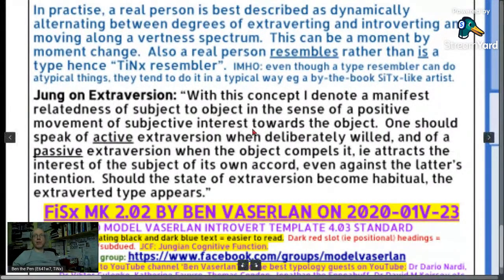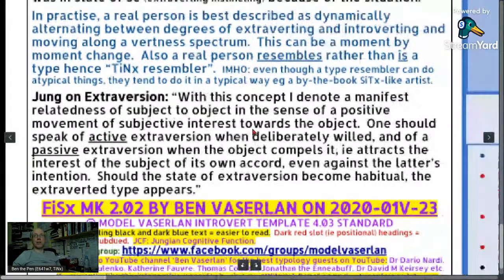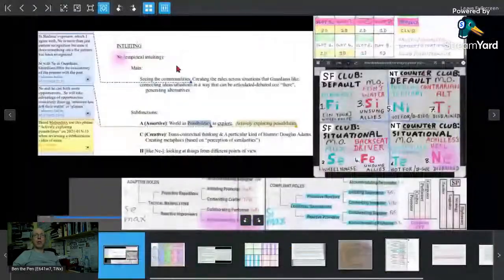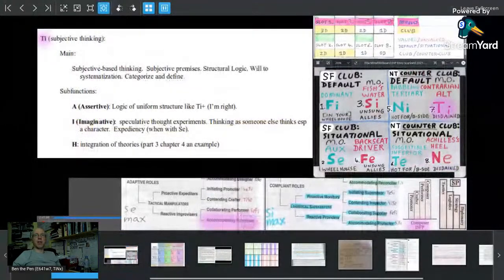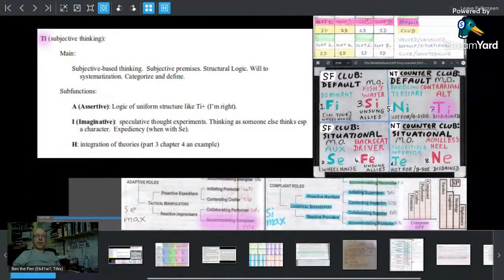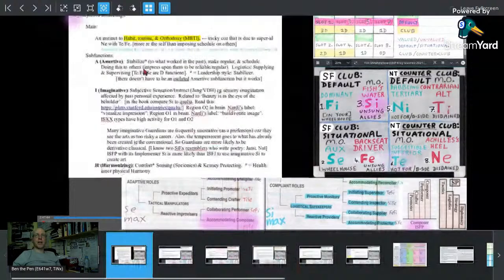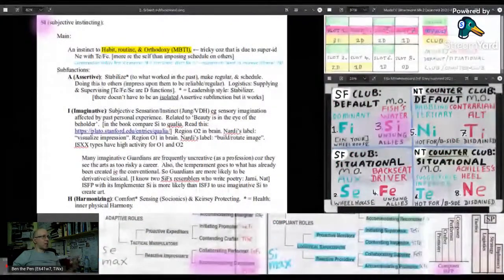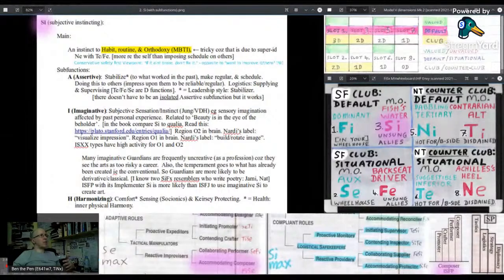I better put something else on screen. I'll put Si on, because this is related to Si actually, because it's a bit of Si. Let's get a bit of Si and a bit of Se, because again it's the subjective reaction to the experience, the subjective reaction to the sensory experience.